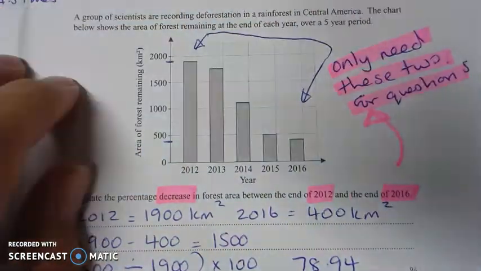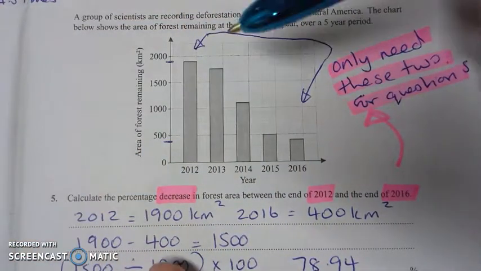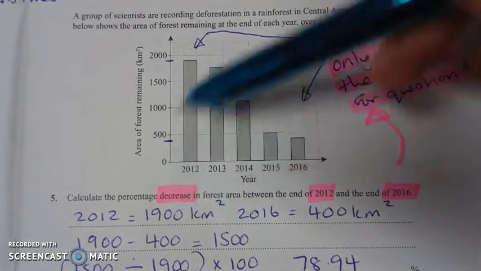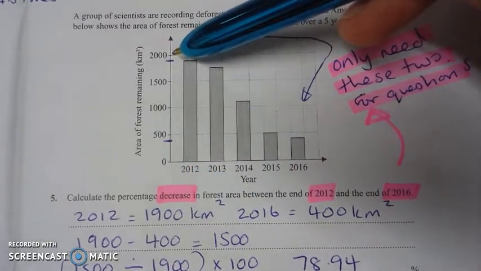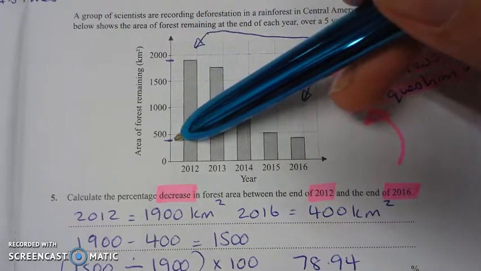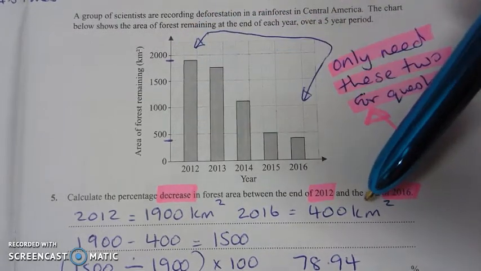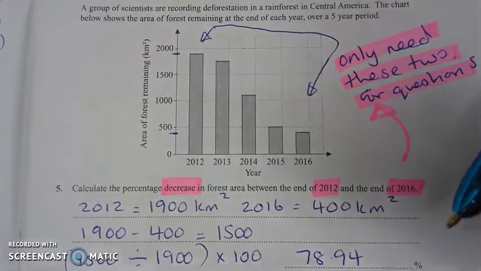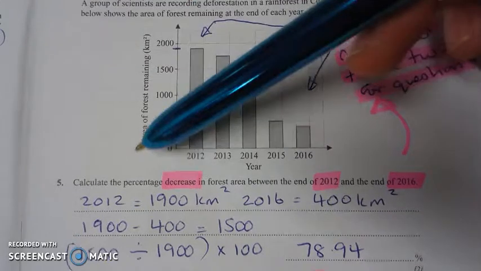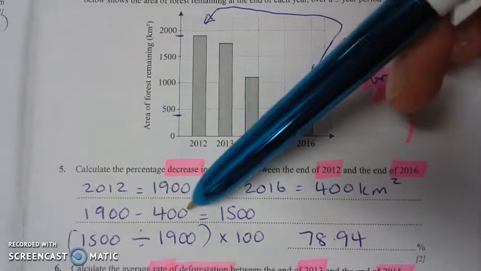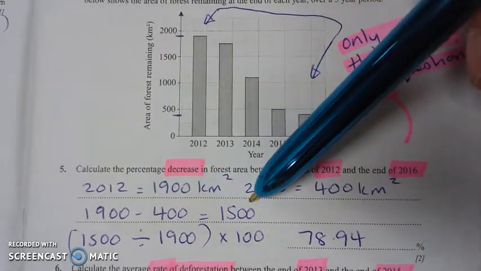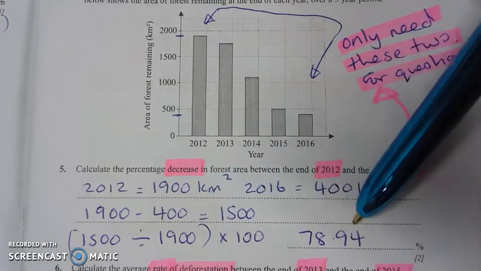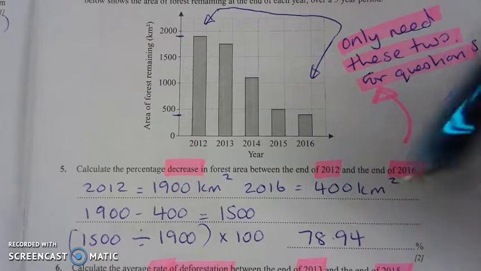And then I can take those readings, because I need to work out those readings so I can work out the difference. So in 2012 it was 1900 kilometres. In 2016 it was 400 kilometres. So 1900 take away 400 equals 1500. I divide that by my original mass and times it by 100, and I get the answer of 78.94.